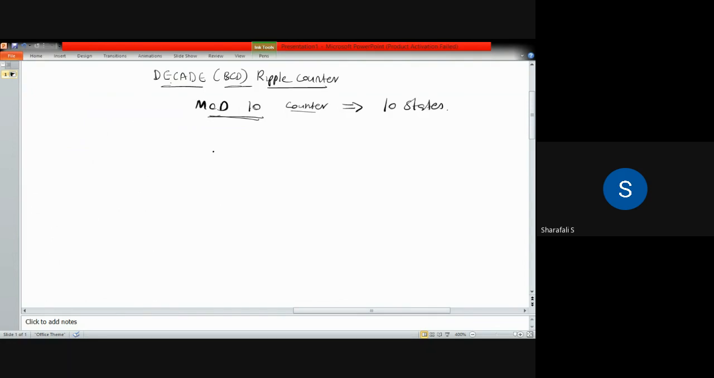Now, 10 states means what? 10 states means it has to go from 0 to 9. So we have to go from 0, 0, 0, 0 to, what is 9? 1, 0, 0, 1, right? In binary. So it has to go from 0, 0, 0, 0 to 1, 0, 0, 1. That is the binary equivalent of the decimal values 0 to 9.